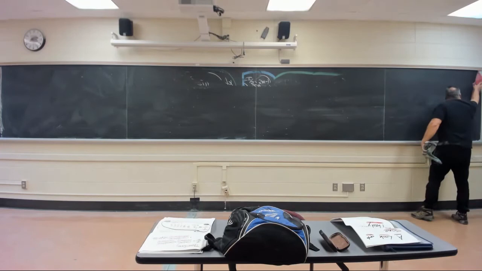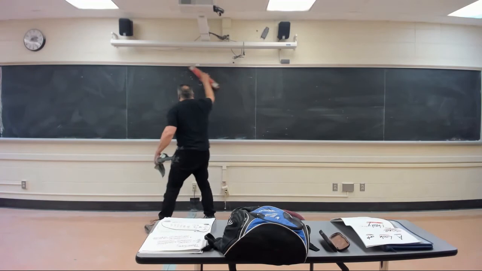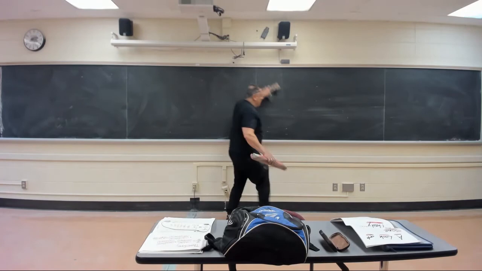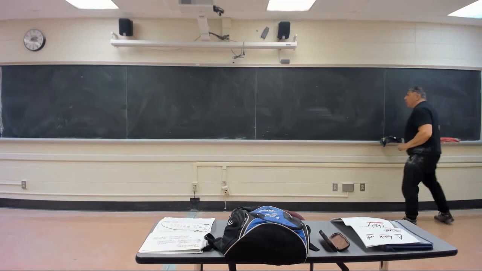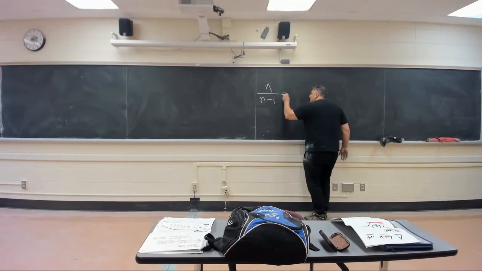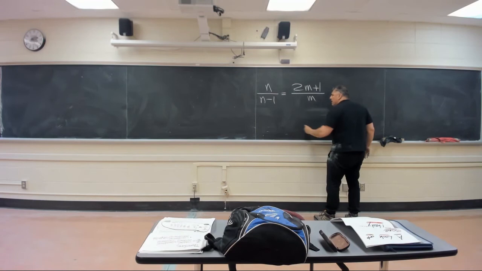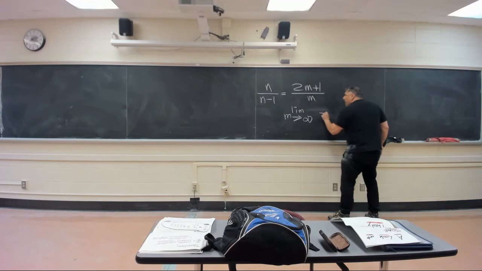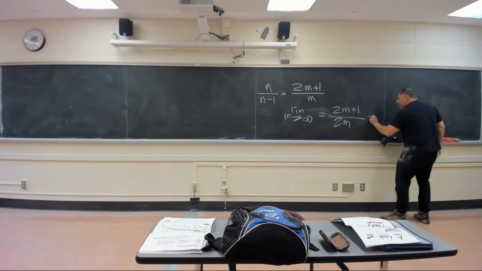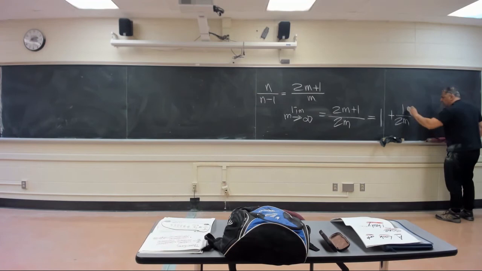1 and 1 plus 1 over 2m. Well, if m gets really huge, there are a lot of ways to go, guys. I don't want to beat it up too much. When we looked at it, the n over n minus 1, the n was 2m plus 1. One less than that is 2m. As m goes to infinity, the limit of 2m plus 1 over 2m is 1 plus 1 over 2m. Well, if this is huge, 1 over something huge is pretty trivial. In the limit, that's equal to 1.